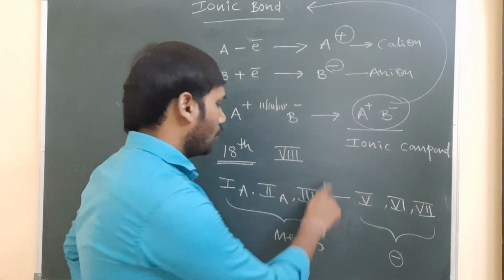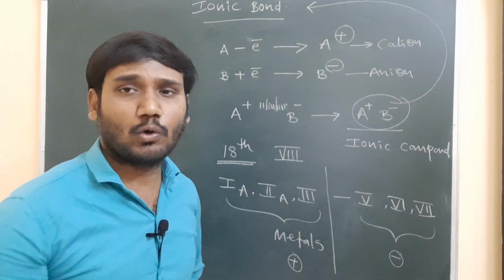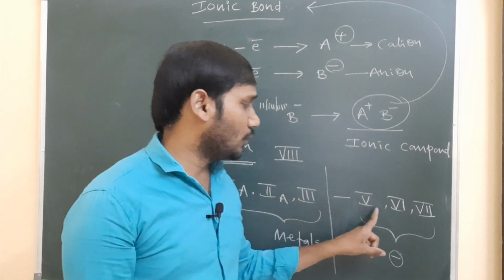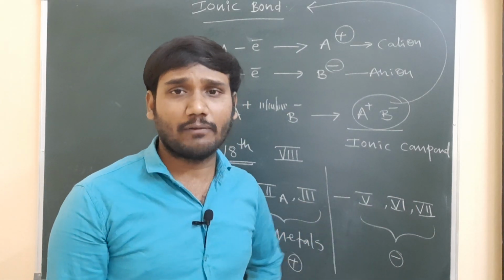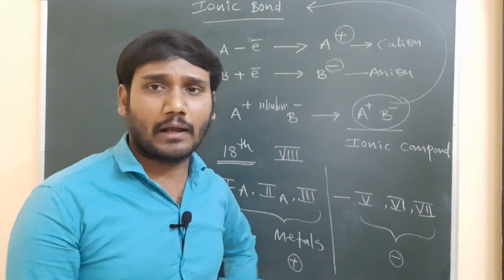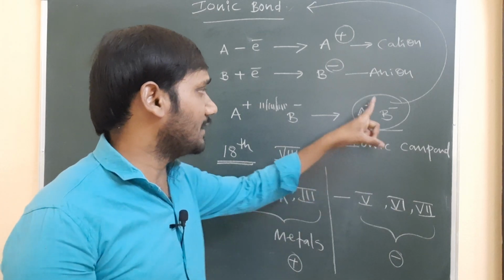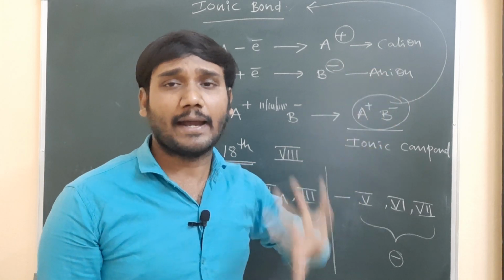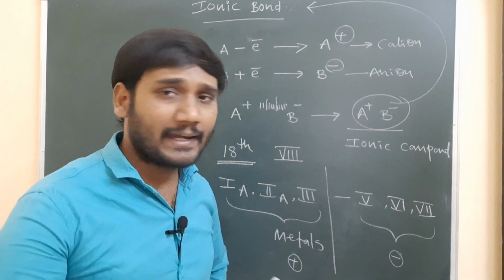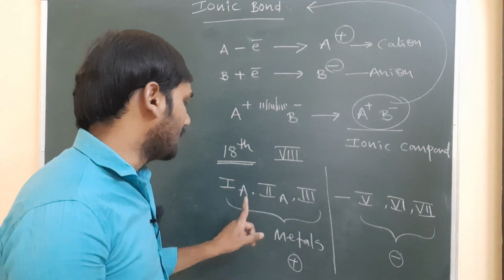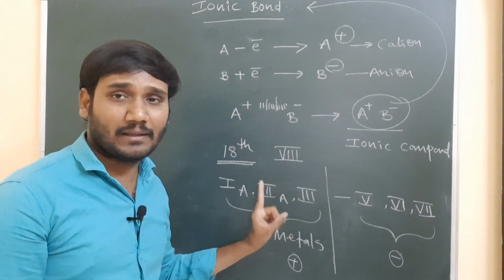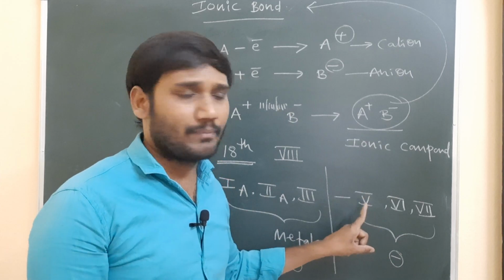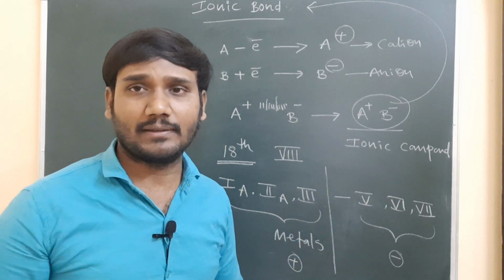So now, first group of elements, second group of elements, third group of elements by losing electrons convert into cations. Fifth group, sixth group, seventh group of elements by gaining electrons convert into anions. Now we discussed that for the formation of an ionic bond, one cation and one anion are compulsory. The cations come from the first, second, third group of elements in the periodic table, and the non-metals or anions come from the fifth, sixth, seventh group of elements in the periodic table.